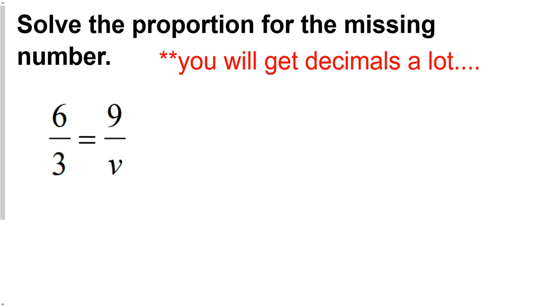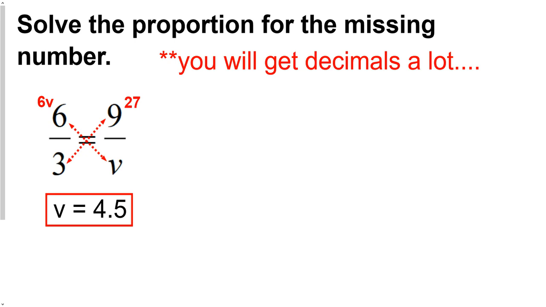Let's do it 2 more times here. Sometimes you will get decimals. So 6 times v would get a 6v. 3 times 9 is 27. Drag that 6v straight on down, put an equal sign there, and drag this 27 down. And then just drag that 6 that was in front of this v underneath the 27. So it's 27 divided by 6, and you get exactly 4.5. So there's your answer. Decimals are okay.